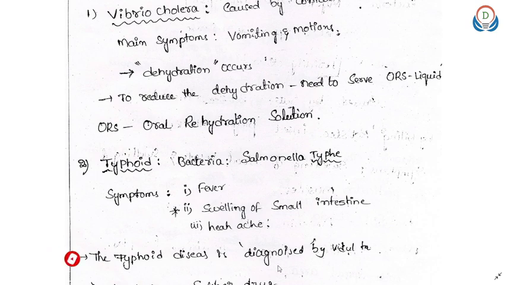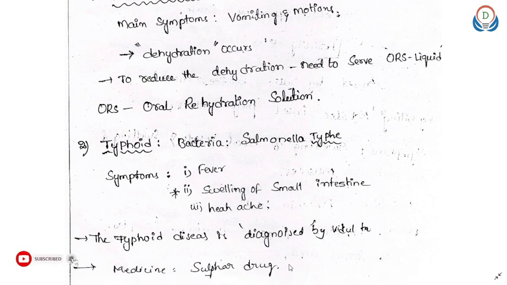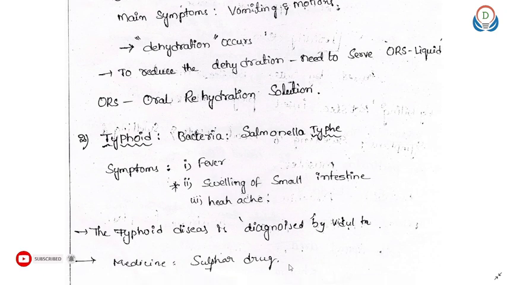How is typhoid disease diagnosed? How do we know that we got typhoid? Typhoid disease is diagnosed by collecting a sample of blood.